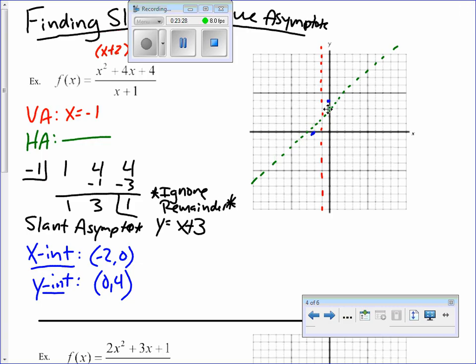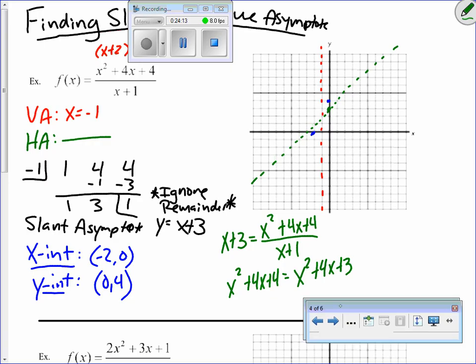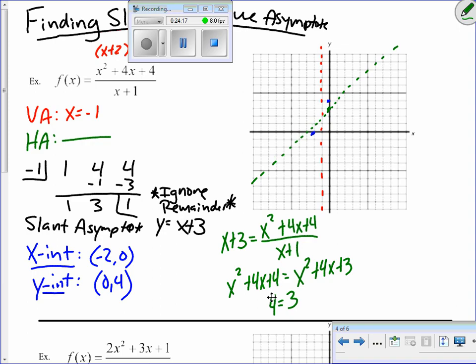So, before, we wanted to see if our graph crossed our non-vertical asymptotes. That includes slant asymptotes. So we have to plug in x plus 3 into our function, see if we cross it anywhere along the way. And it's just a little bit more involved than before. Here's what you do. We're going to say x plus 3 is equal to our whole function, x squared plus 4x plus 4 over x plus 1. I cross multiply here, and I'm going to get x squared plus 4x plus 4 equals x squared plus 4x plus 3. And when I simplify all that, I end up with just 4 is equal to 3. That's clearly not true. So we do not cross the slant asymptote.